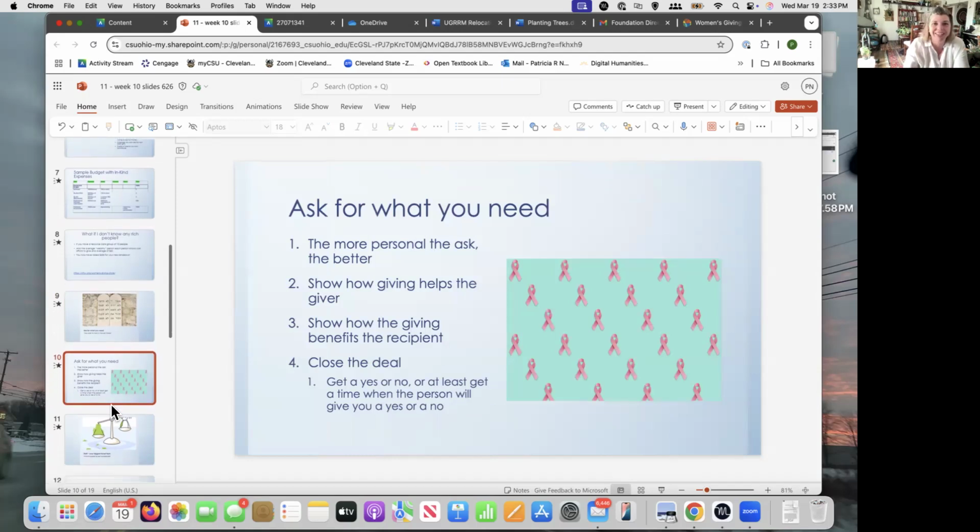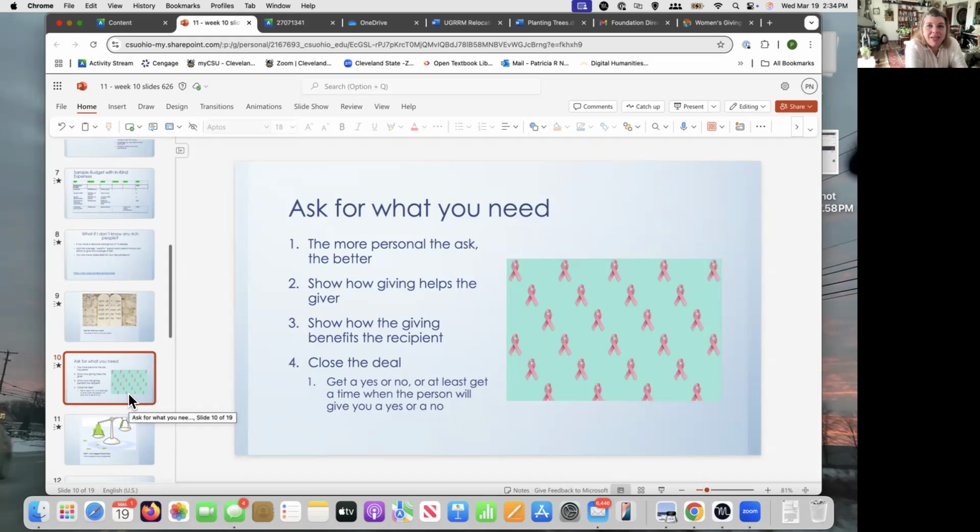Ask for what you need. The more personal the ask, the better. Think about the Susan G. Komen Breast Cancer Foundation. Who do you know? Breast cancer only affects people who have mothers, sisters, or daughters, people who have grandmothers, aunts, or coworkers, right? So it's a very personal ask when they ask you to help save a life.